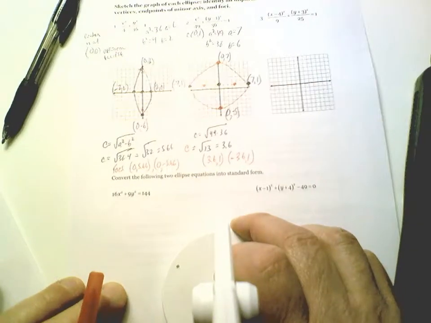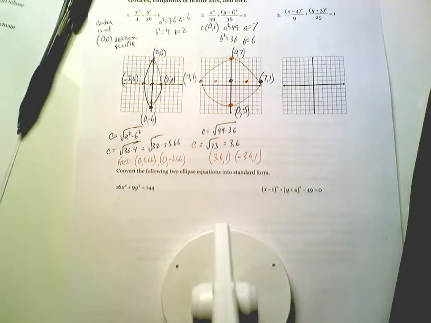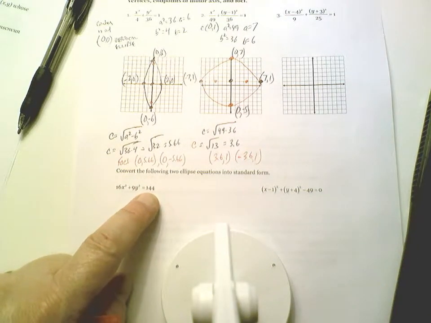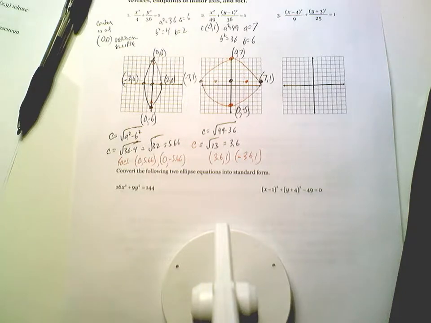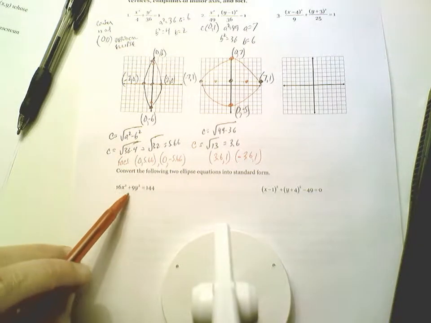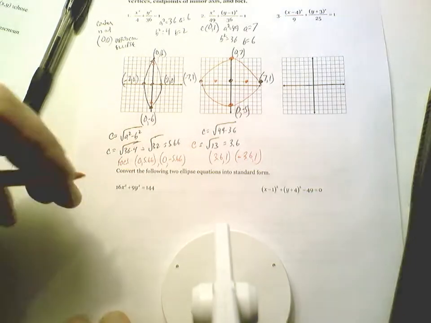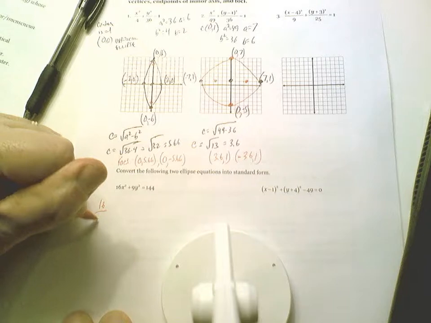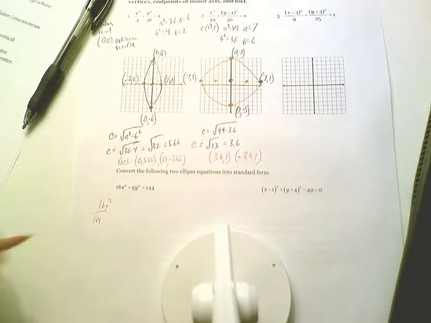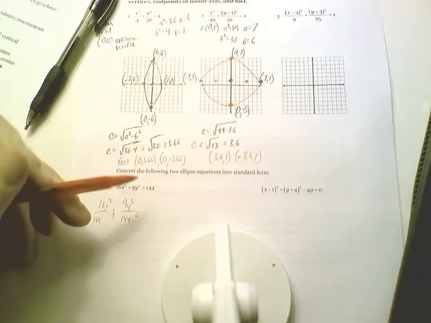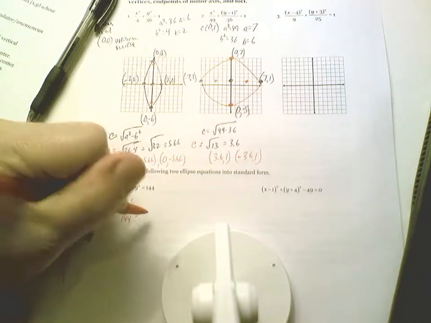Now, sometimes you're going to be asked to convert two ellipse equations into standard form. And the important thing when you look at this is to notice the following. You always want your right-hand side to be equal to 1 if you're going to create an ellipse equation. So when I have 16x squared plus 9y squared equals 144, well, I'm going to divide everywhere. 16x squared over 144, plus 9y squared over 144 equals 144 over 144, or 1.